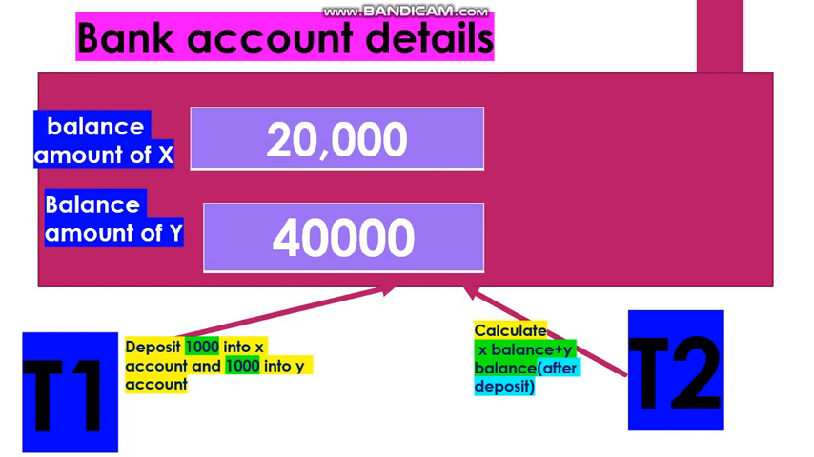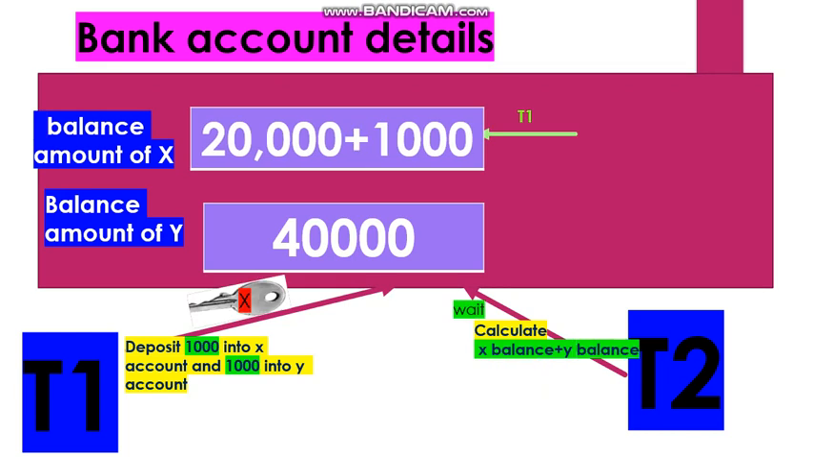Transaction T1 is deposit 1000 into X account and 1000 into Y account. And transaction T2 is calculate the sum of X balance and Y balance after deposits. Let us assume that balance amount in X account is 20,000 and balance amount in Y account is 40,000.